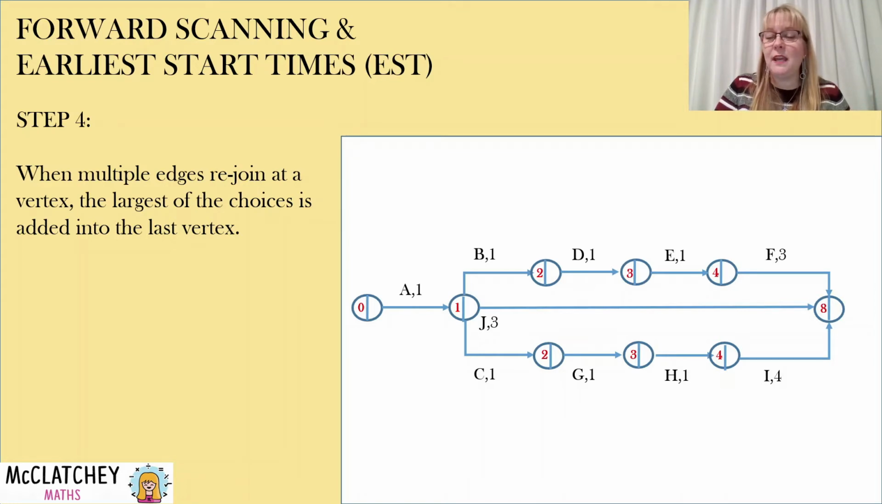So when you're forward scanning and you have multiple edges coming into a vertex, you always choose the biggest number to put in there. And the reason for that is that if you put one of the lowest ones in there, you're going to be saying that this process finishes here at the earliest, when in fact you've got other edges that aren't finished yet. So it won't finish there at the earliest.